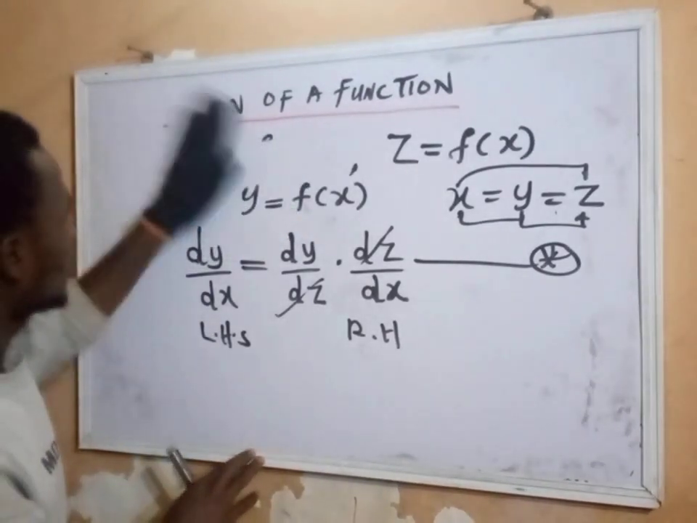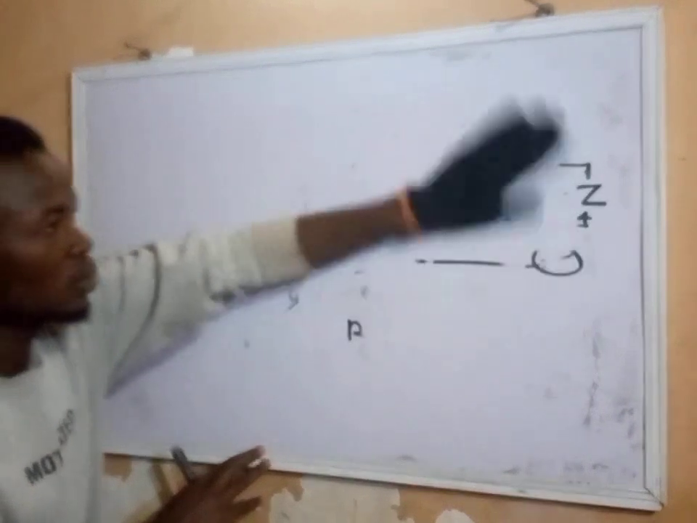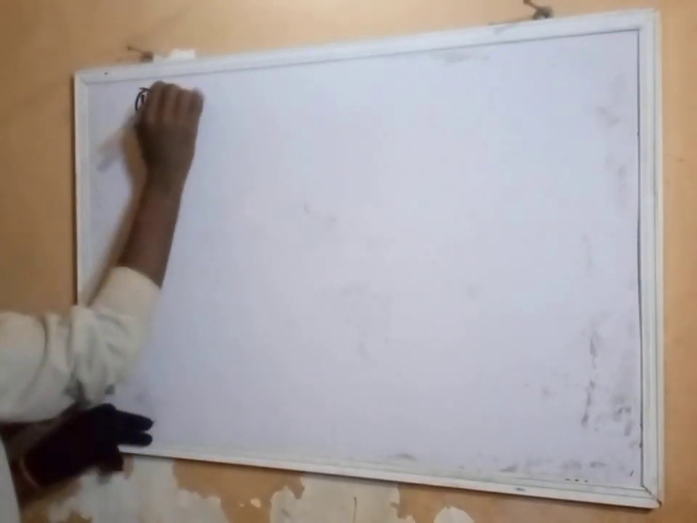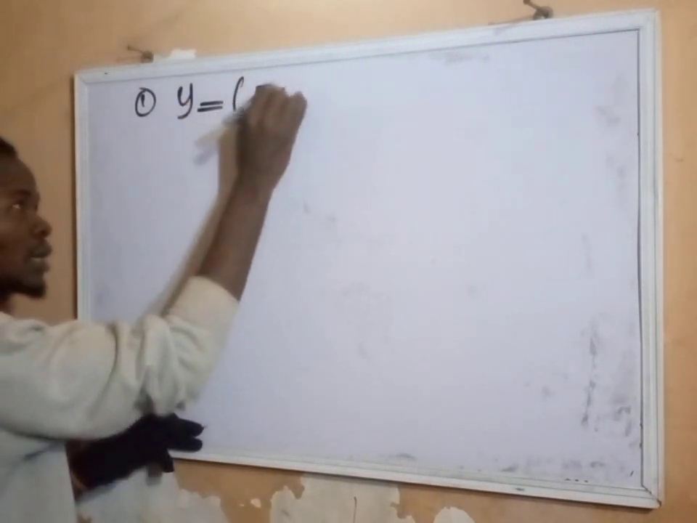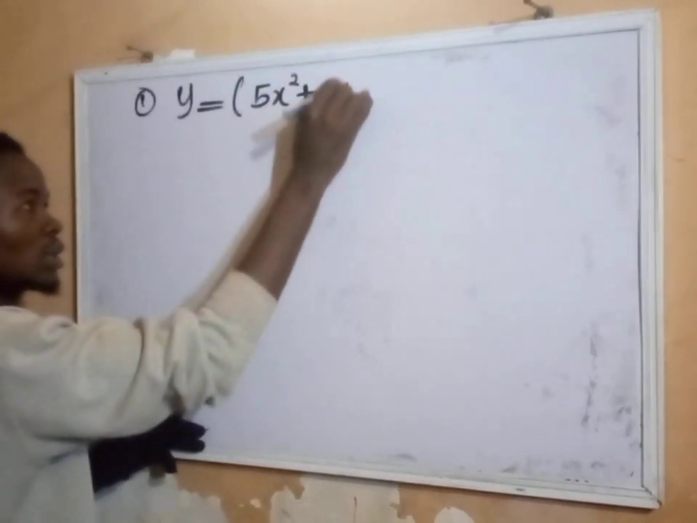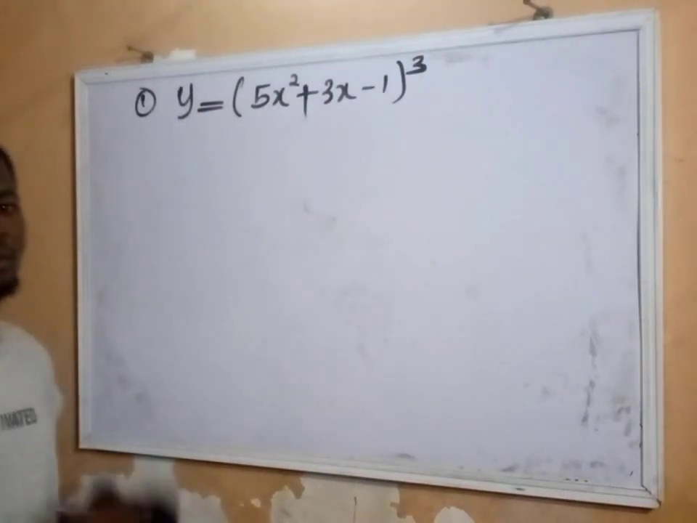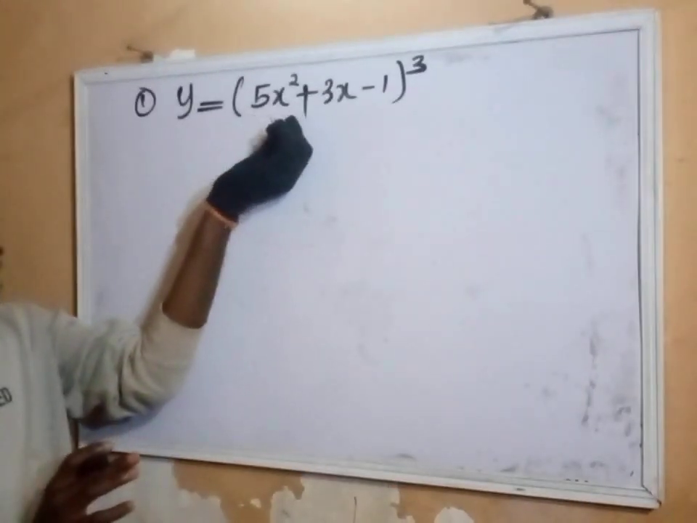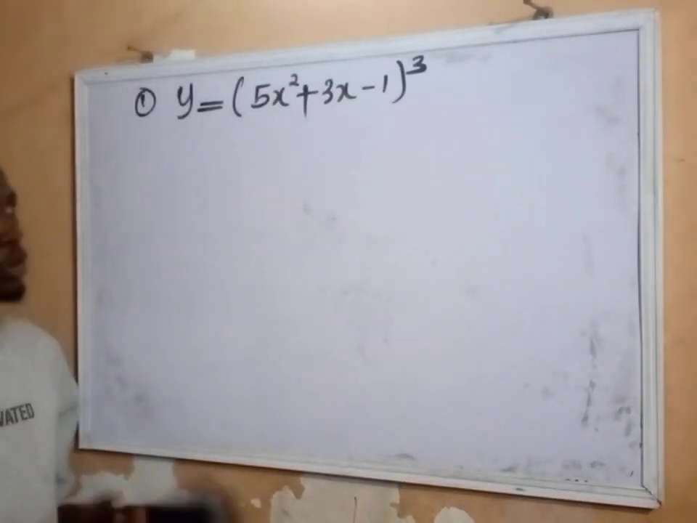Okay, suppose we are given a question like this, required to find the derivative of y with respect to x using the chain rule. Here is example 1. Suppose we are given y equals to, in brackets, 5x squared plus 3x minus 1, everything raised to power of 3. You see, we have 5x squared, which is a quadratic function inside this particular root. So the question is clear.